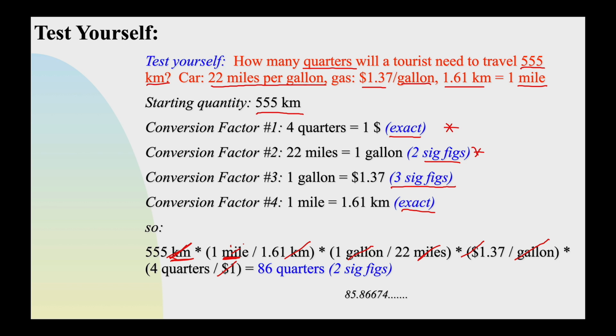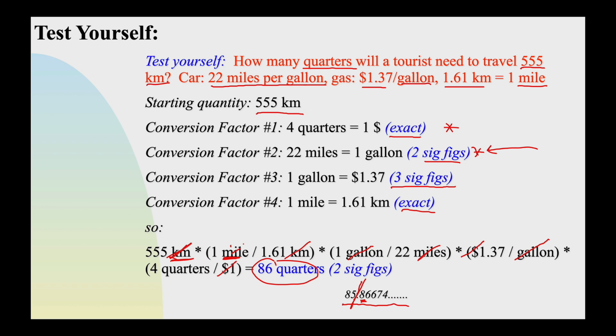And if you did that problem correctly, the calculator comes up with a huge number. But because of the miles per gallon number up here, that's going to be a 2 sig fig value. So 85.86674, etc. we want to cut off at 2 sig figs. That would be the 8 and the 5. The next digit is between 5 and 9, so we're going to round up. 86 quarters is going to be needed. So this problem pulls a lot of this stuff together into one piece.